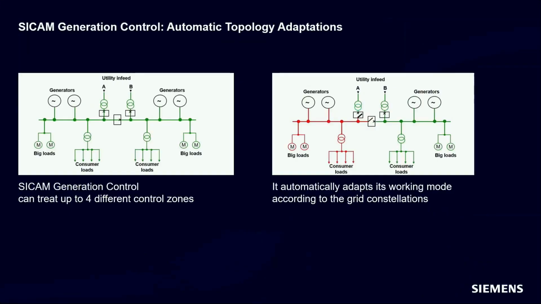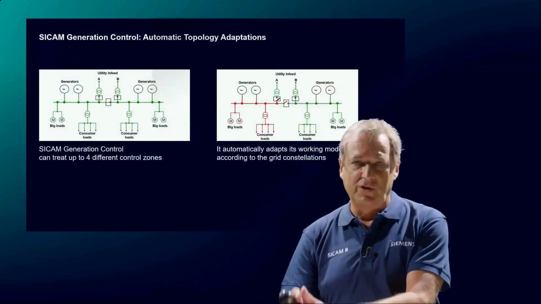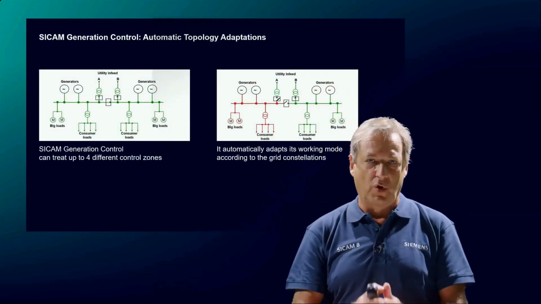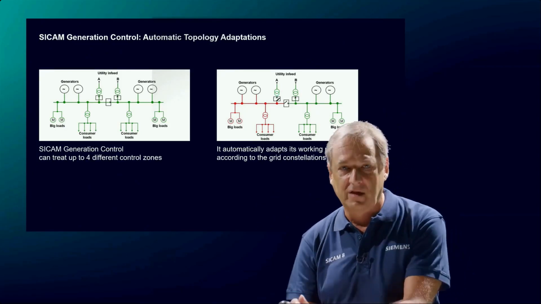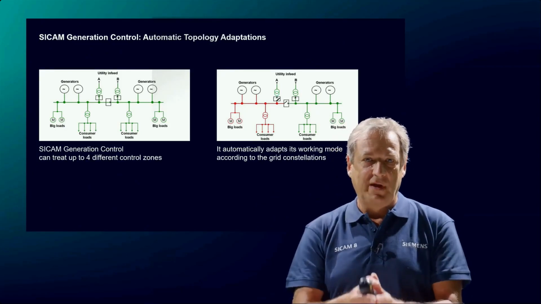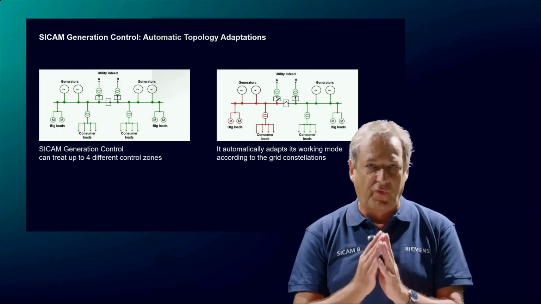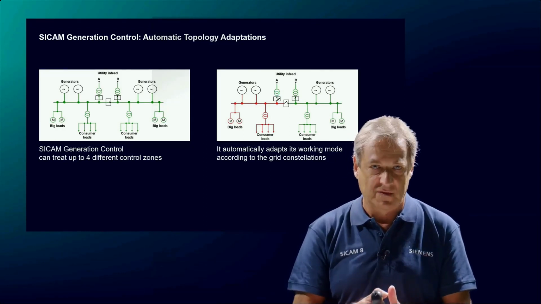Now, let's come on this slide to another automatic function. It's the automatic topology adaptation. The present example shows the switchover from one connected power grid into two independent power grids. We call them control zones. After the switchover, one of these control zones is working in island mode, and the other one is working in grid-connected mode. SICAM generation control can treat up to 4 different control zones.